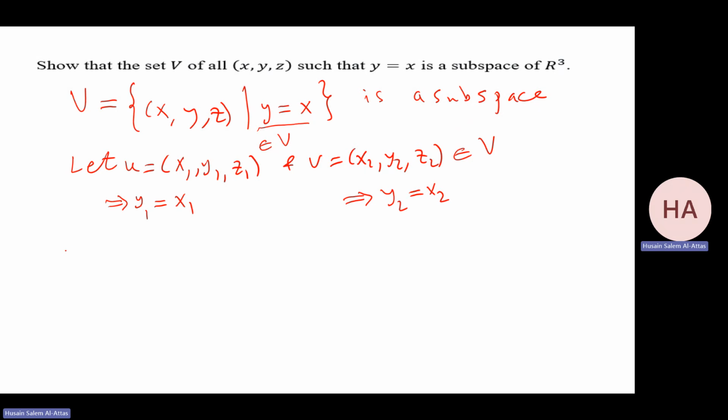Now the question, this is the first condition: is U plus V in capital V or not? That's the question. So what I will do, I will see what U plus V is. U plus V is what? X1, I just add it.